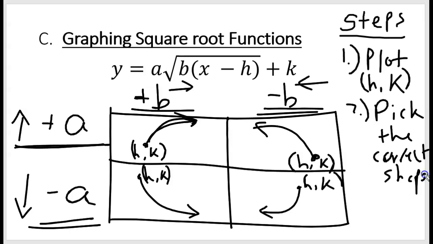Now this is only for square roots. We'll get to cube roots in a minute. But there's the process for graphing a square root function. Plot your h and k, and then starting from that point, pick the correct shape and make the rest of the graph look like it's supposed to.